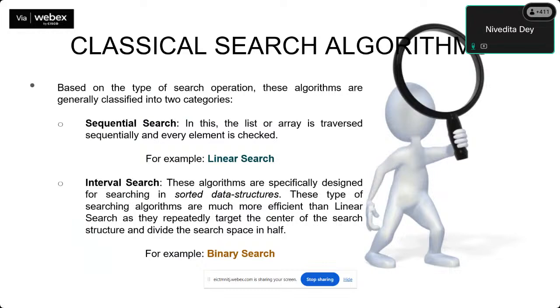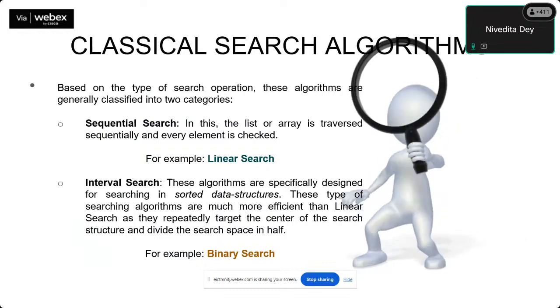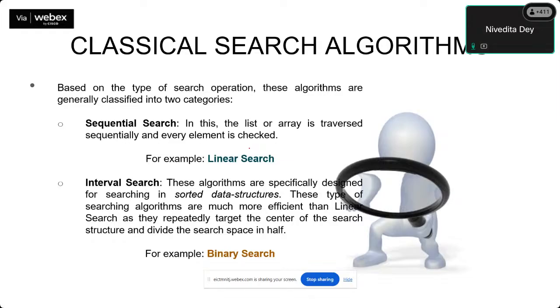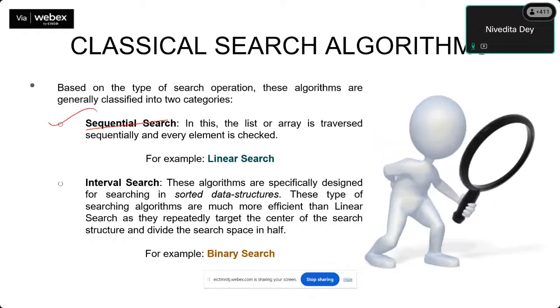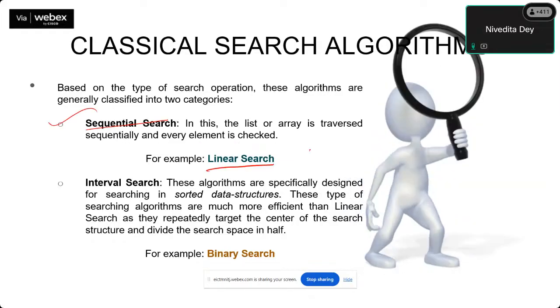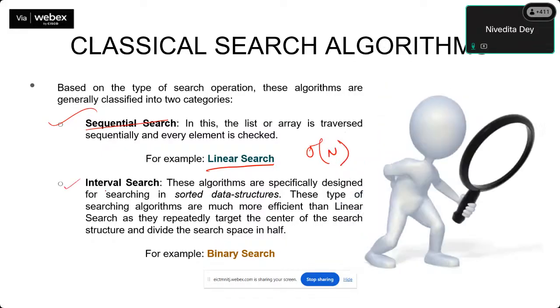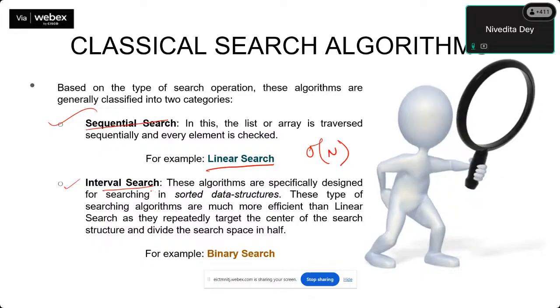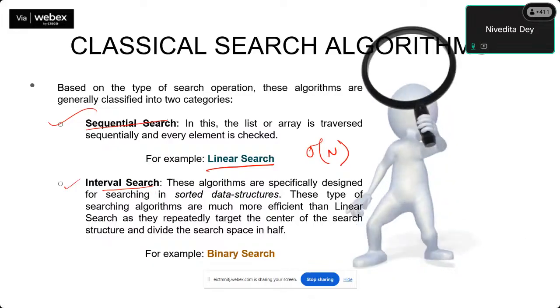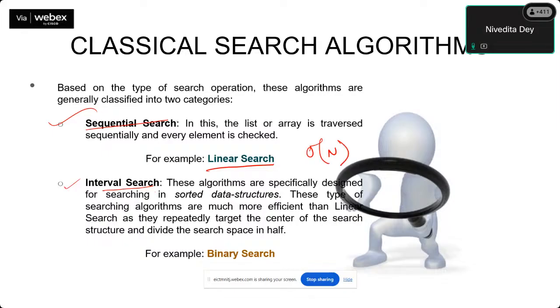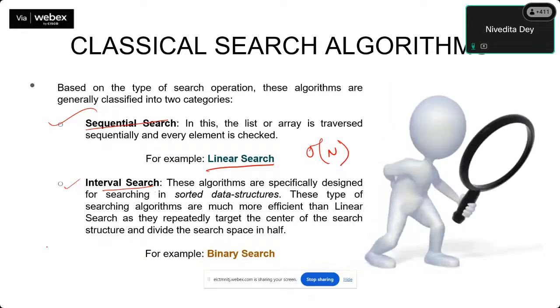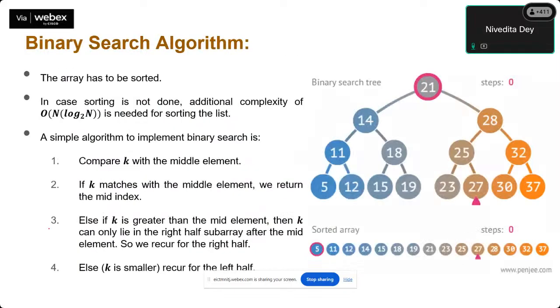Classical search algorithms are primarily of 2 types. The first one is the sequential search, which is a linear search. It takes an order of n for n items in the list. Another one is an interval search, where we keep on dividing the array into 2 halves. That is the concept of binary search.